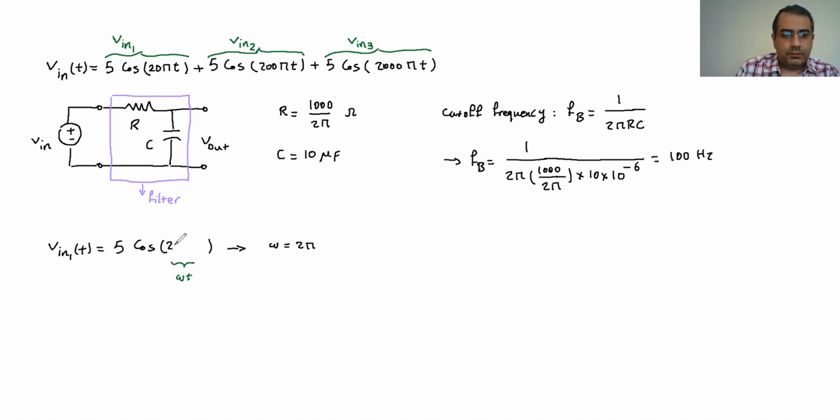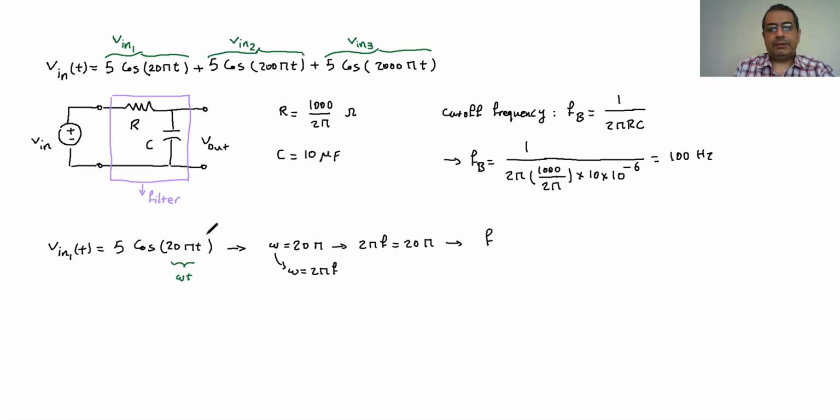So it's 20 pi t. So I know that this is omega t, so the omega is going to be 20 pi. And then we know that omega is 2 pi f, which is 20 pi. So you know that omega is 2 pi f, so just replace it there. And therefore the frequency of this very first signal would be 10 hertz.